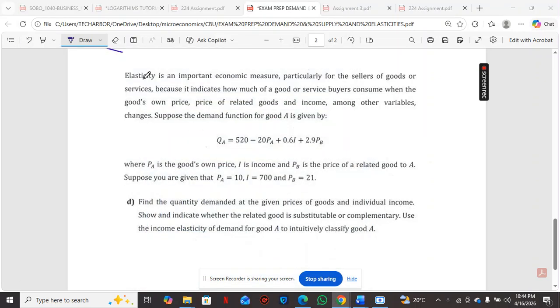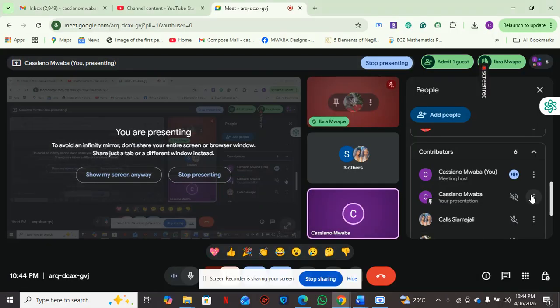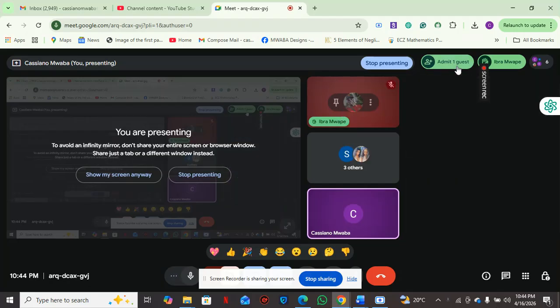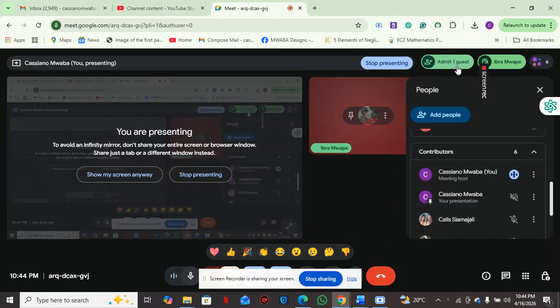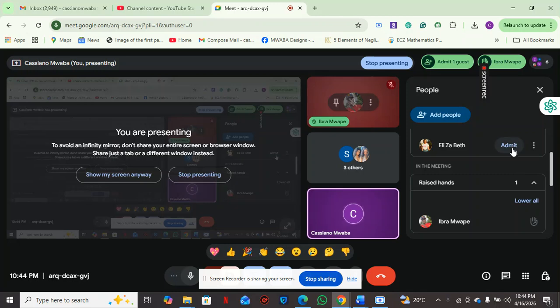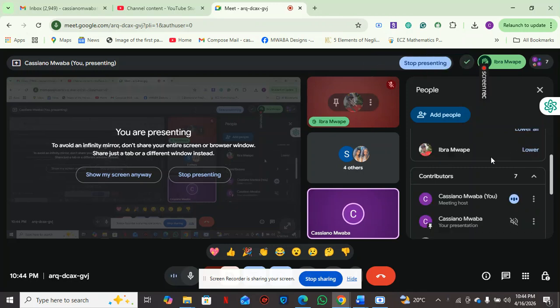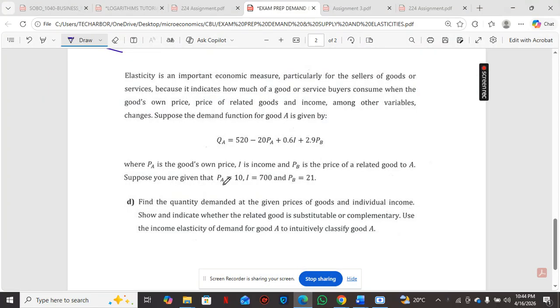Elasticity is an important economic measure, particularly for the sellers of goods or services, because it indicates how much of a good or service buyers consume when the good's own price, the price of related goods, income, and other variables change. Remember, these elasticities show how quantity demanded or supplied is affected by different variables: price of the good, the price of a related good, and income.